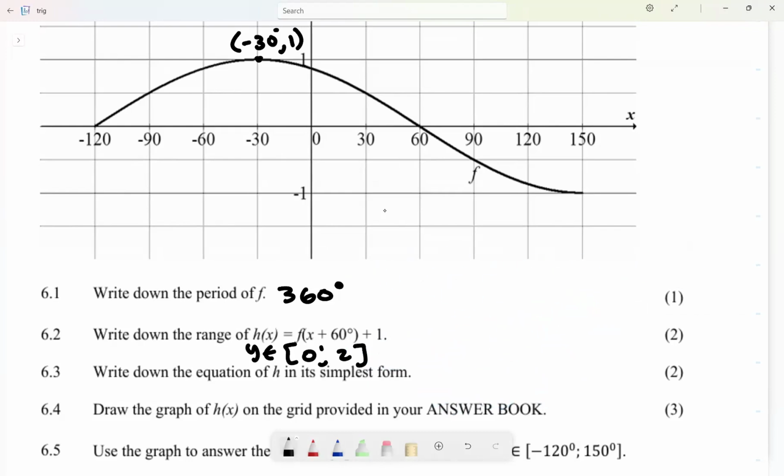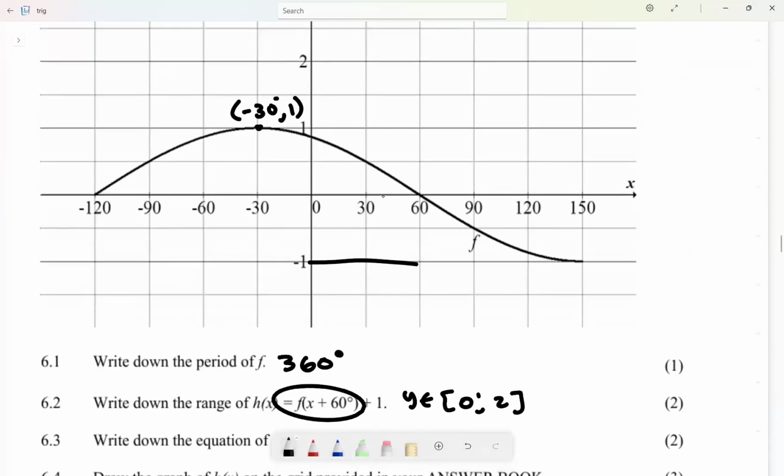And then, can you see, they say write the equation of h in the simplest form. Another thing you will have noticed, this is just the range of f of x. Since it shifted along the horizontal, whether left or right, it does not affect the range, which is the y value. So this is just the range of f, which is from -1 to 1.